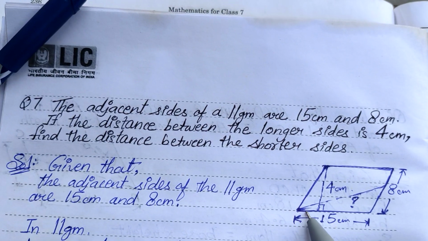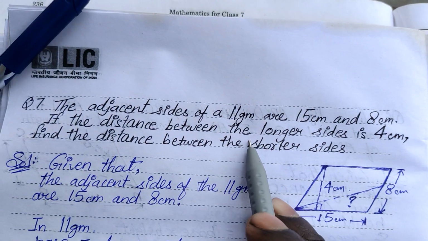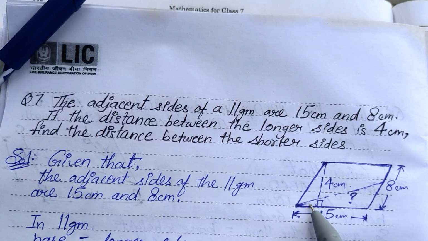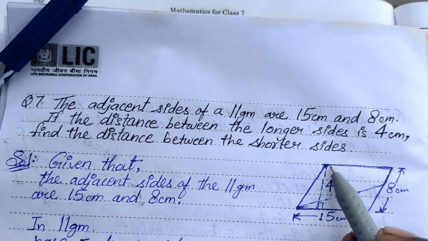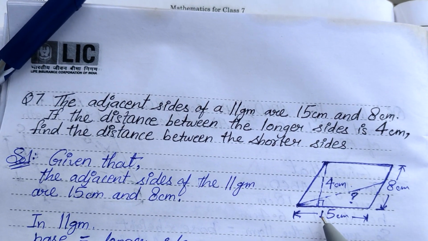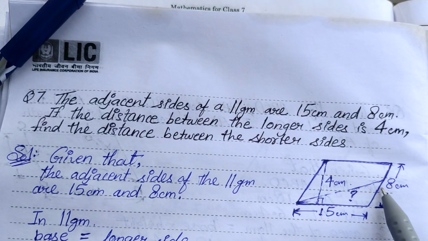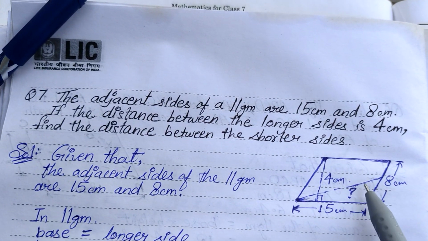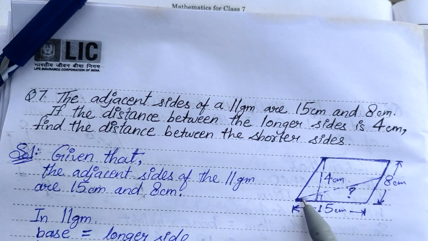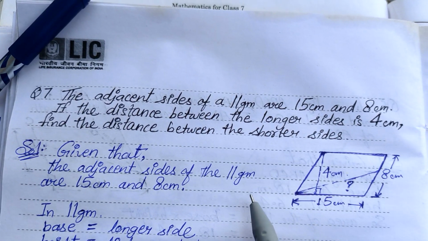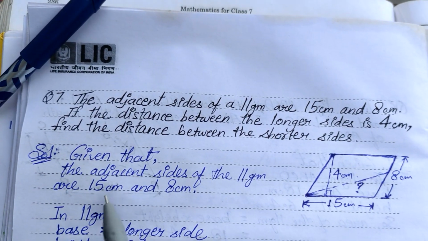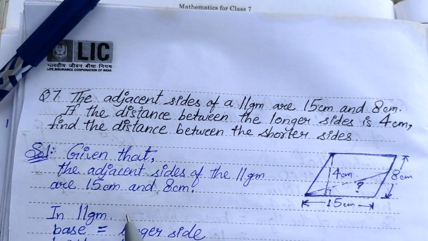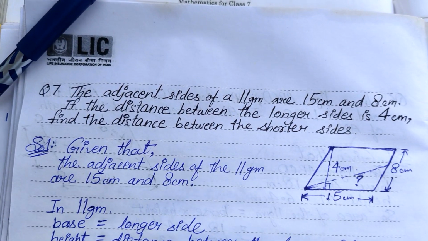Now here, this is the longer side, so the distance between the longer sides is given as 4 cm. We have to find the distance between the shorter sides, that is the breadths. We have to find the distance between these two breadths, that is this thing. So let's see the solution. Given that the adjacent sides of a parallelogram are 15 and 8 cm respectively.